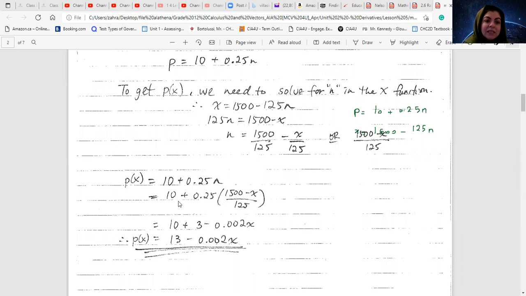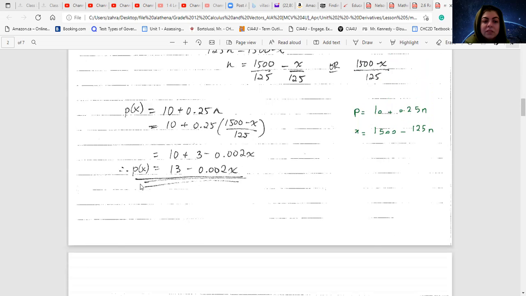How does it help me? It's giving me P(x), right? Remember that x was the number of items you're selling. It gives me P of x, the price function. So this price function tells you that as the number of sales is increasing, the price is going down, right?